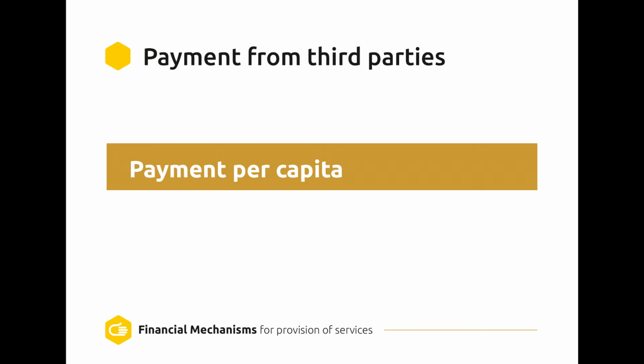Payment per capita is sometimes called normative payment because the standard and the price of the services is determined by norms, and is most frequently used to maintain social institutions such as care for persons with severe disabilities, institutions for children without parental care, or homes for the elderly.